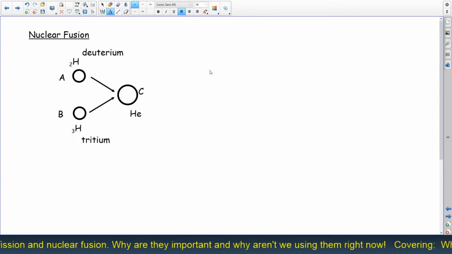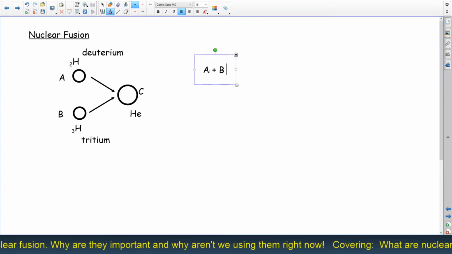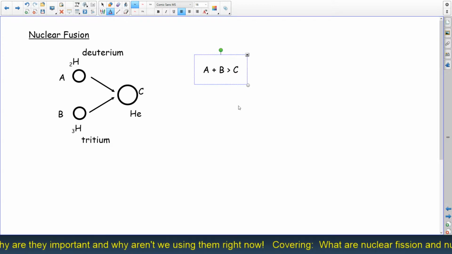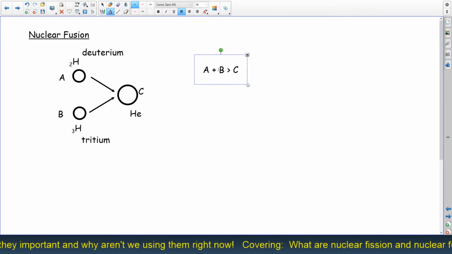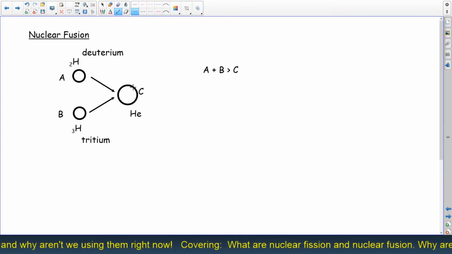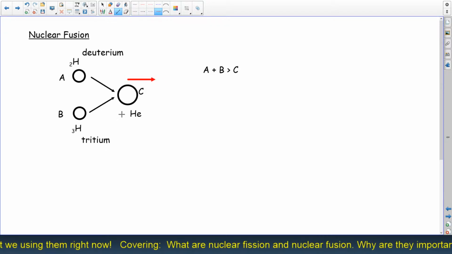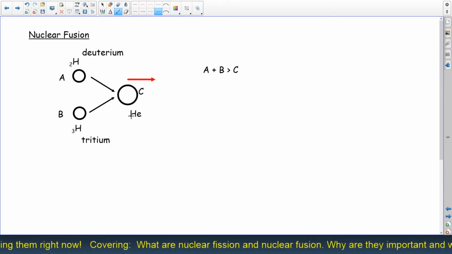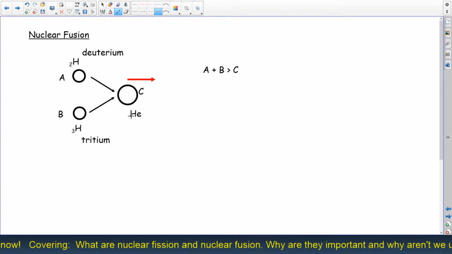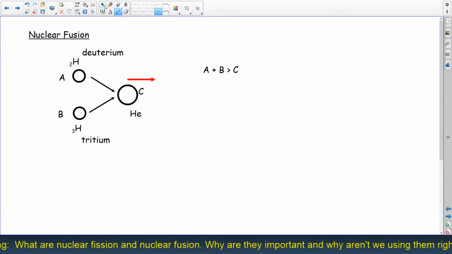And the cool thing about this is that the mass of A plus the mass of B is in fact slightly greater than the mass of C. The mass you had before is slightly greater than the mass you have after, because some of the mass is converted into energy. And again, it's converted into kinetic energy in this outgoing helium. And that speed we can then turn into heat. Exactly the same process.